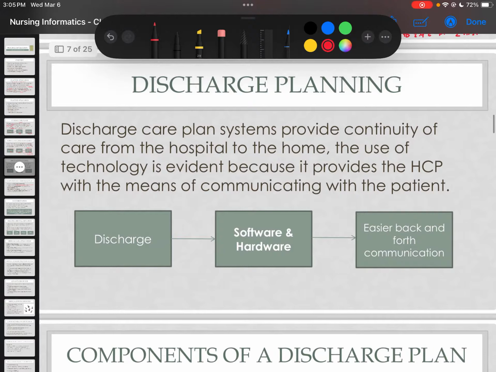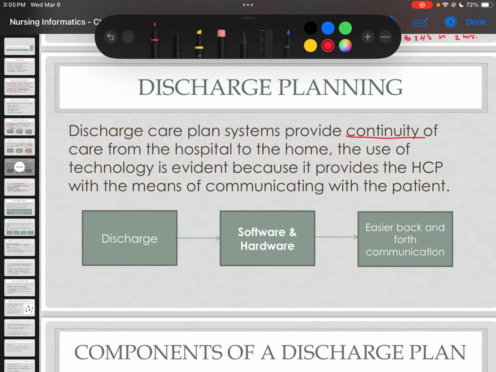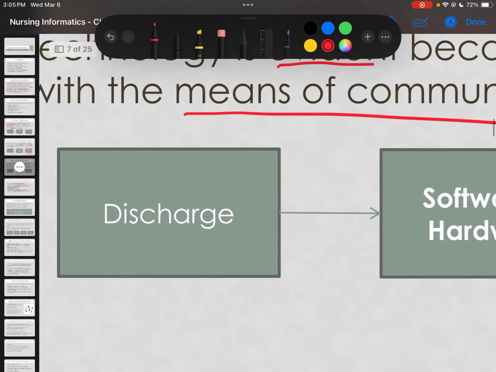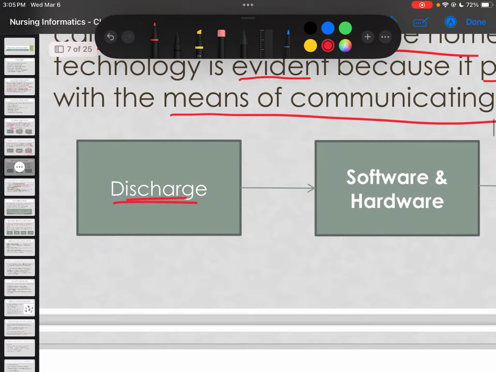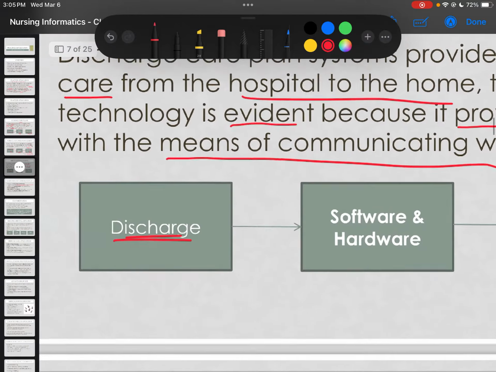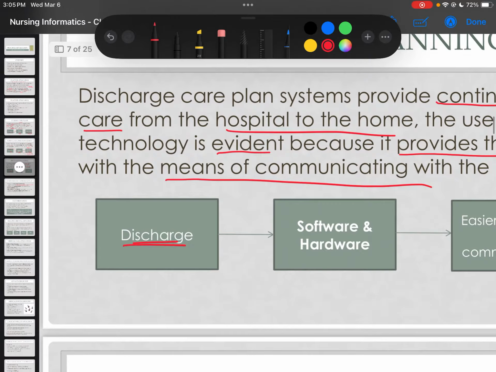Next is discharge planning. Discharge plan systems provide continuity of care from the hospital to the home. Okay? The use of technology is evident because it provides the healthcare provider with means of communicating with the patient. Now, when the patient is discharged, class, more often than not, we can no longer communicate with them. Diba? Number one reason is because dili na nila kailangan. Diba? In their mind, they are already fixed. They are already cured.